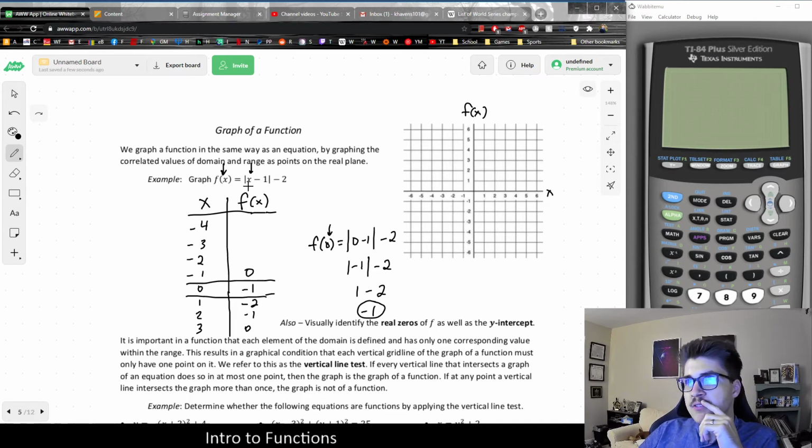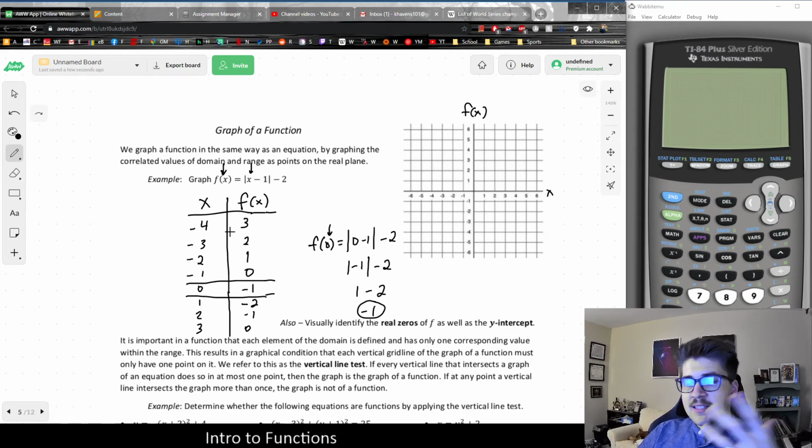Now, if I plug in negative 2, that would be negative 2 minus 1, which is negative 3. The absolute value of that is 3. 3 minus 2 is 1. If I were to plug in negative 3, negative 4 would be 4. 4 minus 2 is 2. And I'm kind of picking up on a pattern here, which is that if I plug in negative 4, that should give me 3. Let's just make sure. That would be negative 4 minus 1 is negative 5. The absolute value is 5. 5 minus 2 is 3.